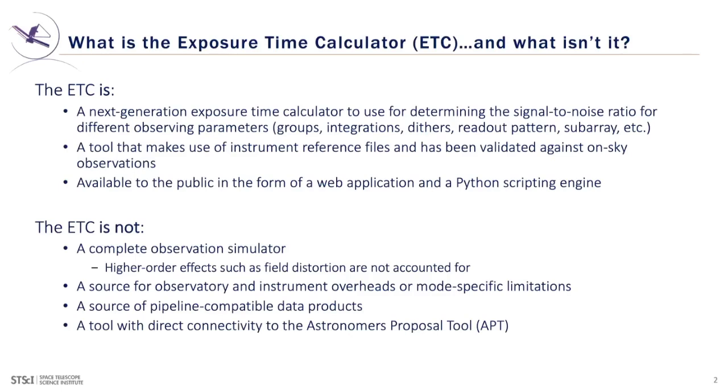It's a next generation exposure time calculator that's used for determining signal to noise ratio based on different parameters for the observations that you set up. So these different parameters include groups, integrations, dithers, readout patterns, subarrays. These are all knobs that you can turn in the ETC.